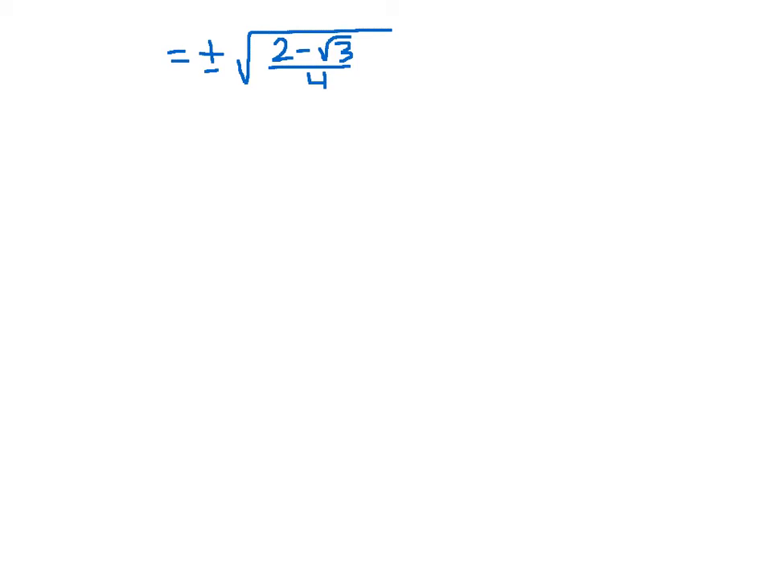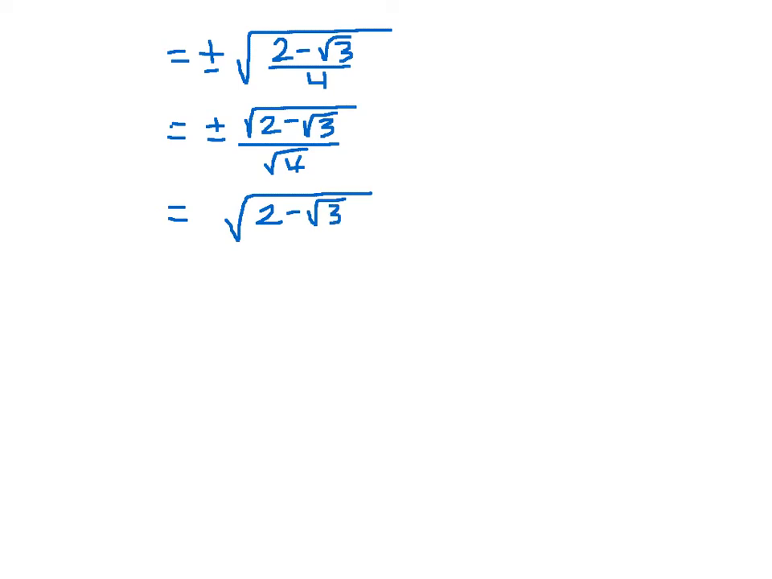And what we can do is split this up into two different radicals, one on top and then a square root of 4 on the bottom. So your square root of 4 will turn into just a 2. Now, for the plus or minus, oops, sorry, this should all be over 2.